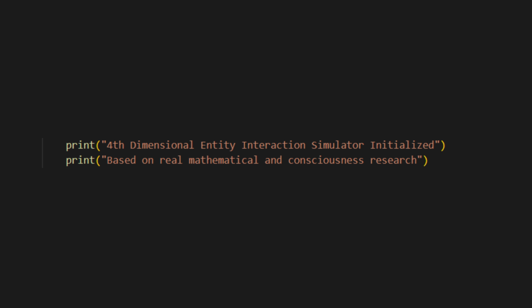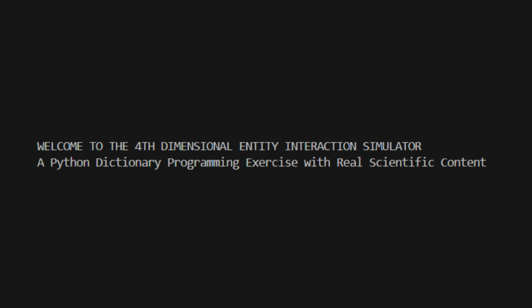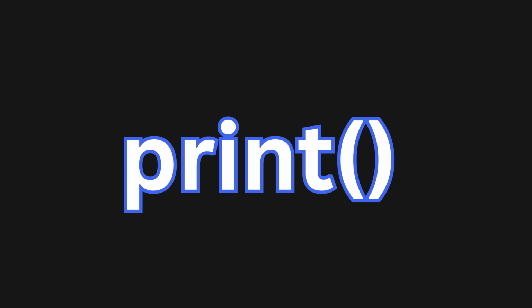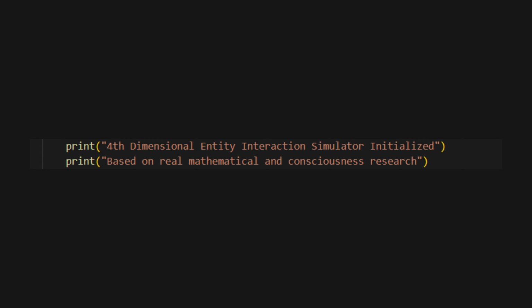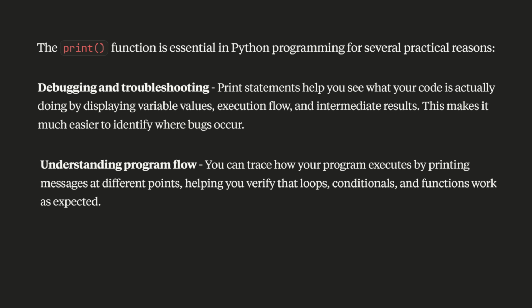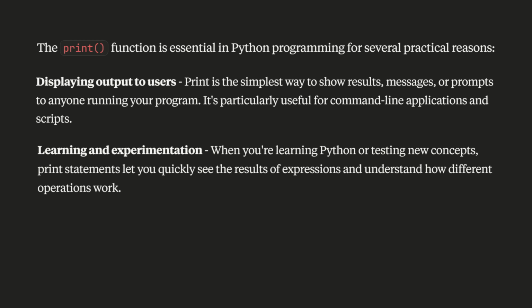Notice the syntax. We write print with parentheses, and inside those parentheses, we put the text we want to display as a string. That's why we have the quotation marks around our message. When someone runs our simulator, these print statements will appear in the terminal, confirming the program has started successfully and explaining what it does. The first print statement here confirms successful startup, while the second provides important context about the program's scientific basis. Throughout our simulator, we'll use print statements to display entity detections, communication attempts, and research findings, making the program interactive and informative.